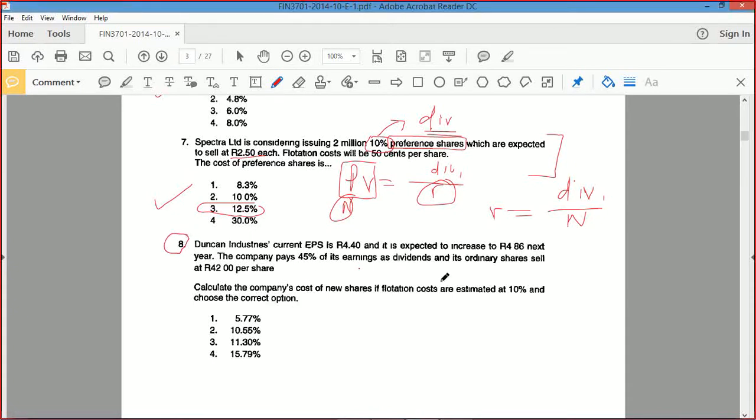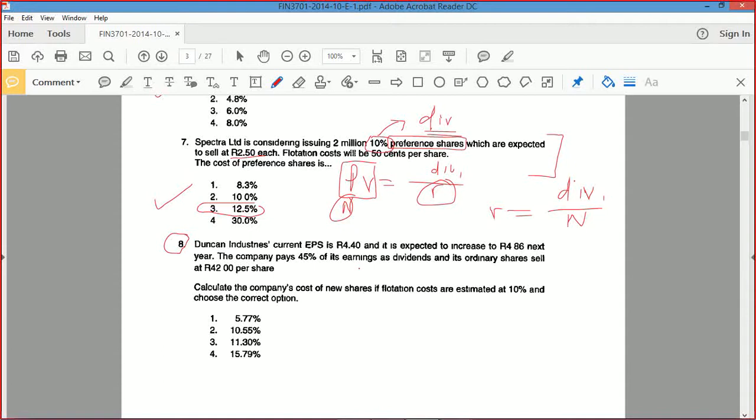Well, the formula is R equals D over N plus G, because that's the formula for the new share. Okay, good. So the EPS is expected to increase to 4.8 per year. So that would give you your growth, would it not? The expected increase of the EPS.